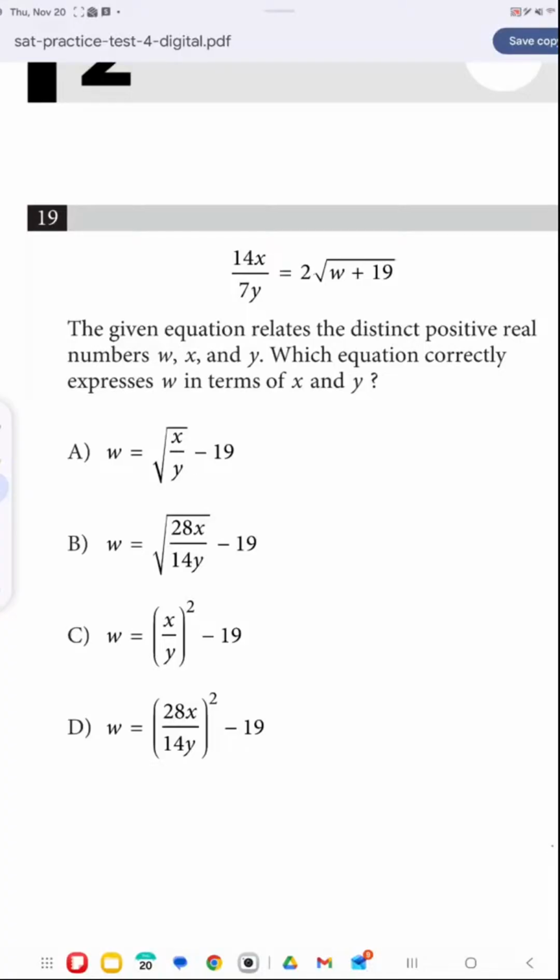Question 19 says the given equation relates to distinct positive real numbers w, x, and y. Which equation correctly expresses w in terms of x and y? What is this problem asking us to do? Well, it's asking us to get w all by itself on one side. So, in order to do that, we need to get rid of everything that's not w and bring it to the other side. So we'll start by dividing everything by 2.